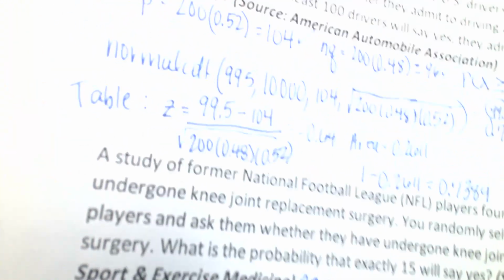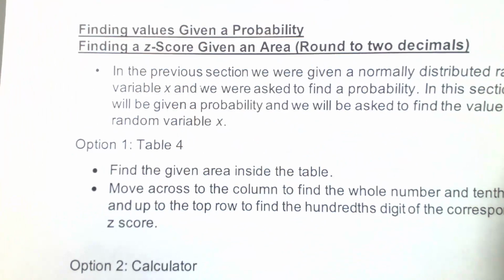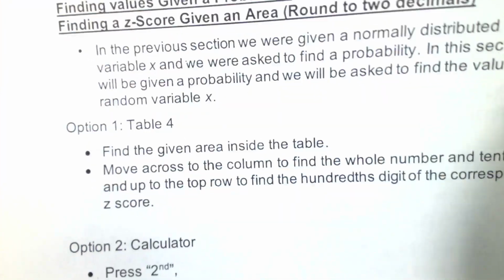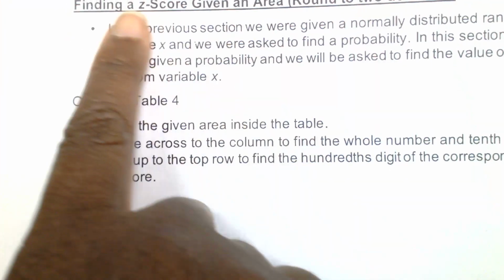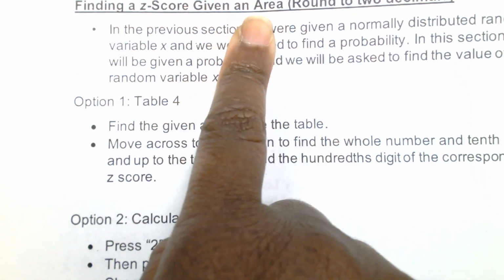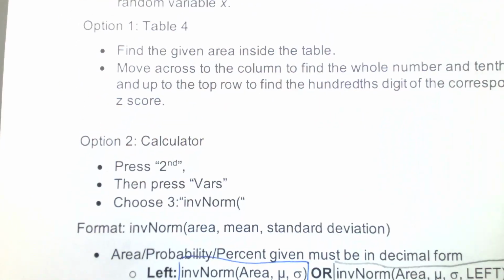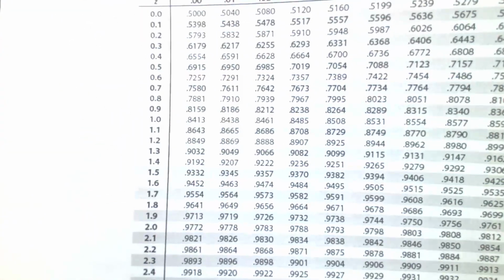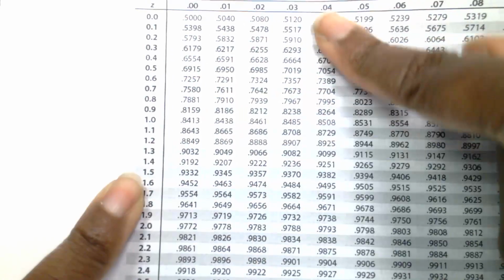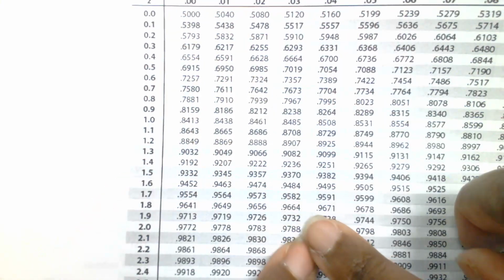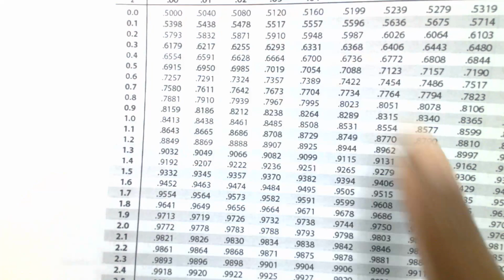Now for the last part. In 5.3, we're given the answer. We're given an answer of an area, a probability, or a percent. So they give us a probability, or they give us an area, or they give us a percent. We've got to work backwards. So what you're going to do with your table is find that area and work backwards to find that z-score.